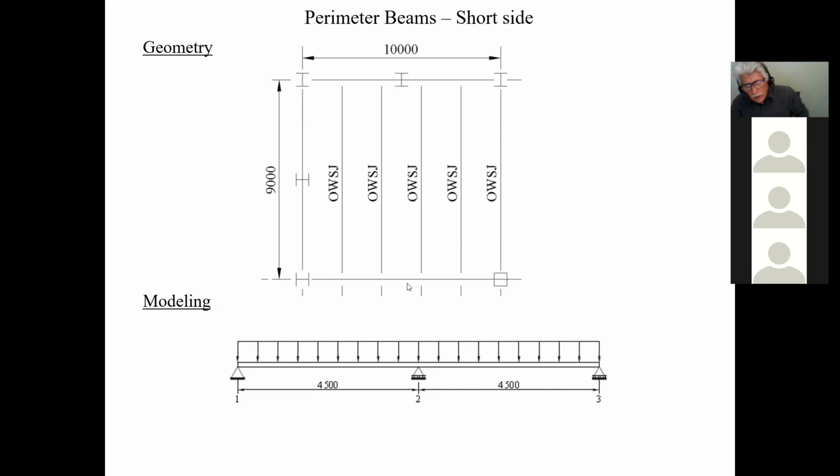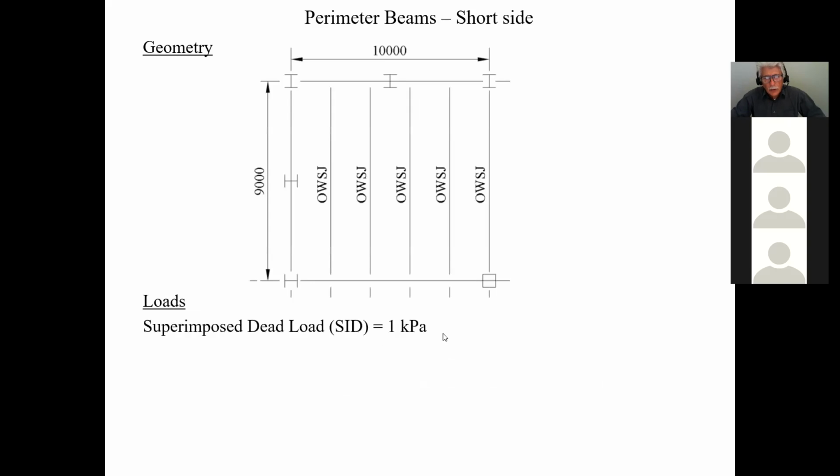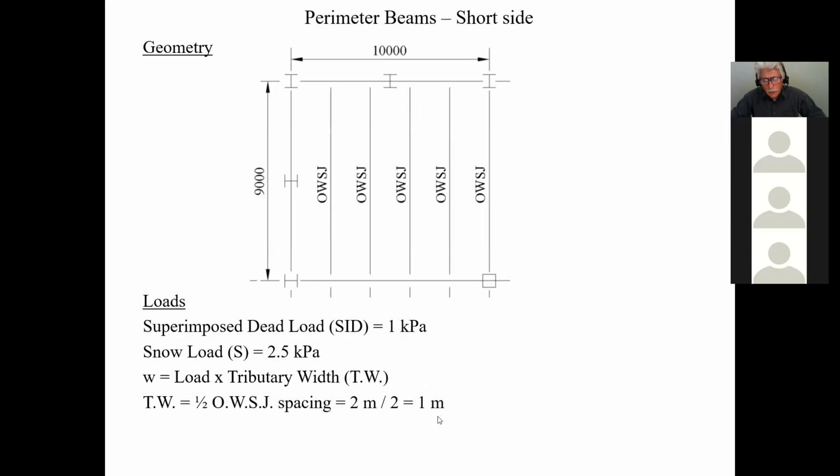So let's worry about now. This is, of course, because it is a uniformly distributed load, you put a uniformly distributed load right across. And what is that uniformly distributed load? Well, it's your dead load multiplied by your tributary width, or your snow load multiplied by your tributary width. The tributary width here is very simple. It's half the spacing of your joist, so the tributary width here is 1 meter. So I multiply it by 1 meter.